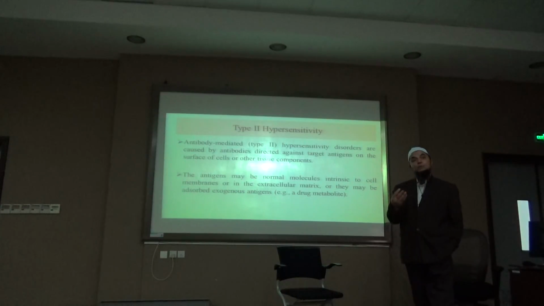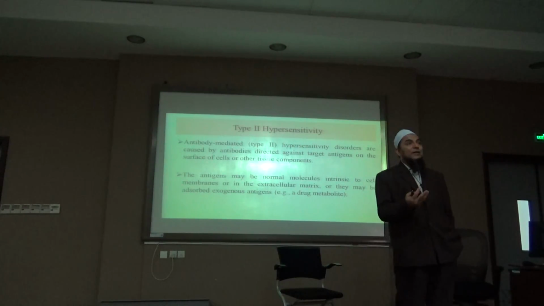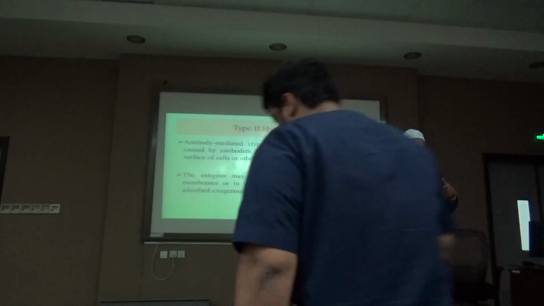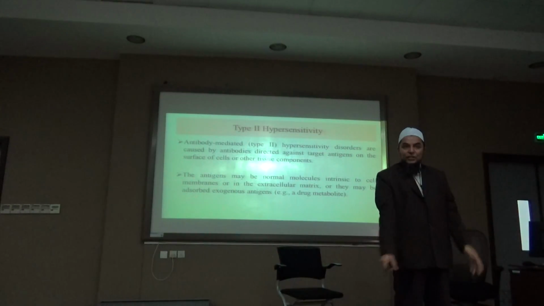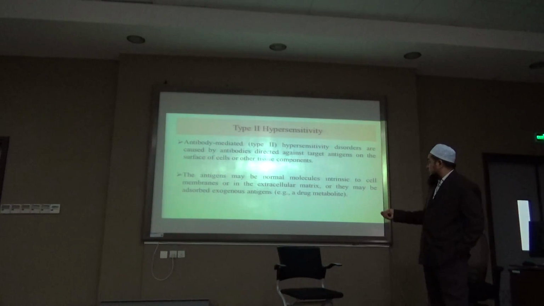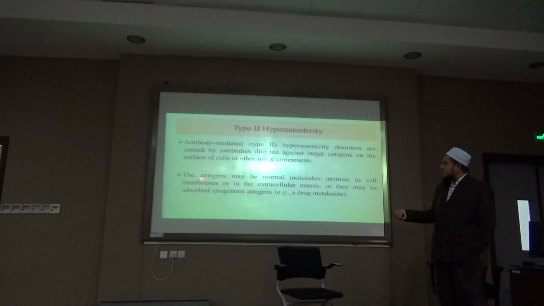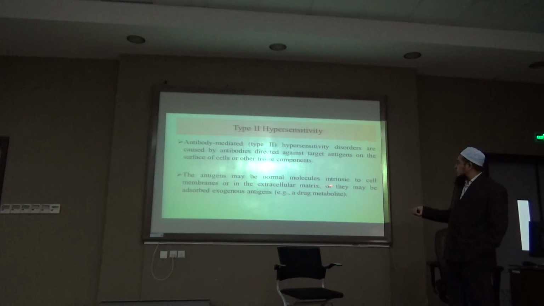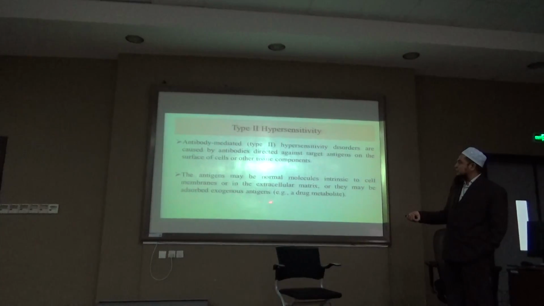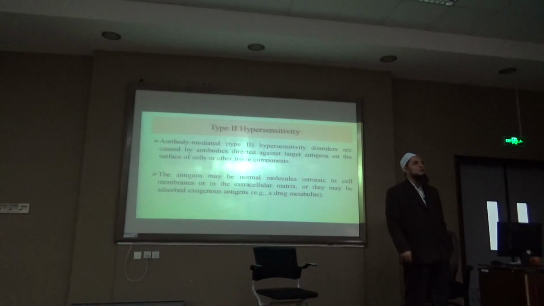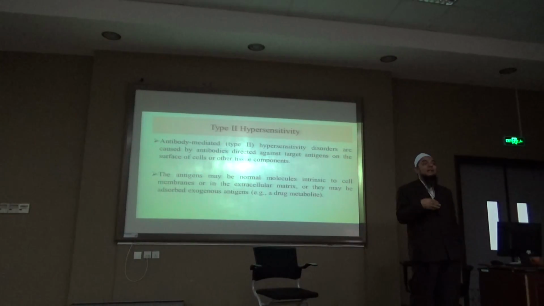So sometimes normal bodies are there, normal antigens are there, we don't have any problem with that, but when it is attached with some other thing, then it is a foreign thing and the body system reacts against its own antigen. Clear? So there are different things. Normal molecules, membrane, the extracellular matrix, or they may be adsorbed exogenous antigen by the drug molecules, and then they become antigenic. Then the cell becomes antigenic.